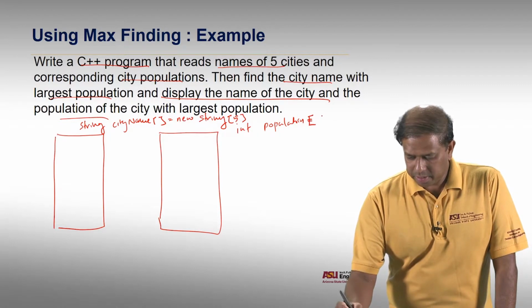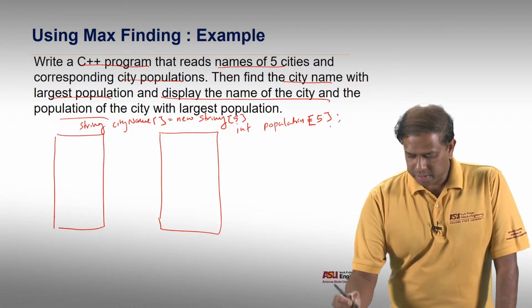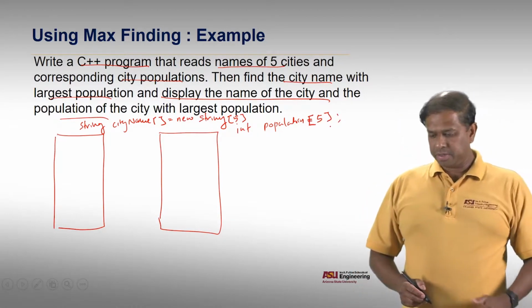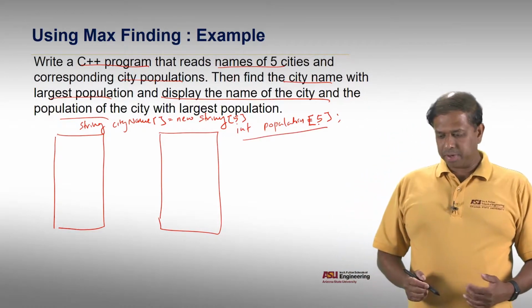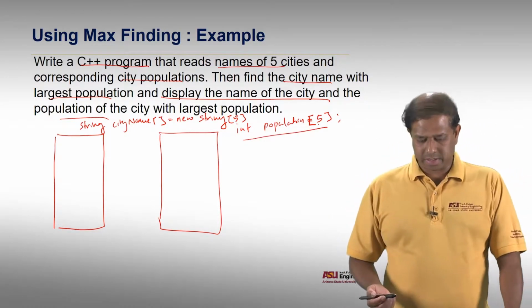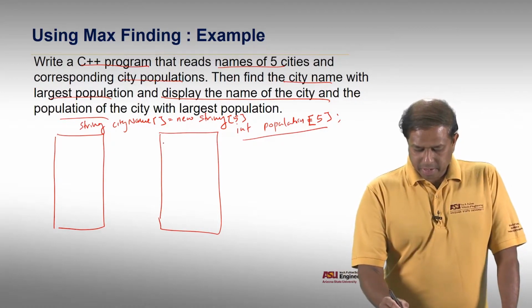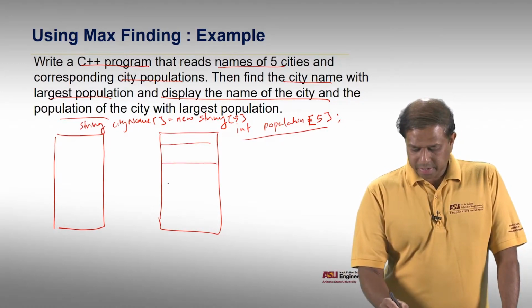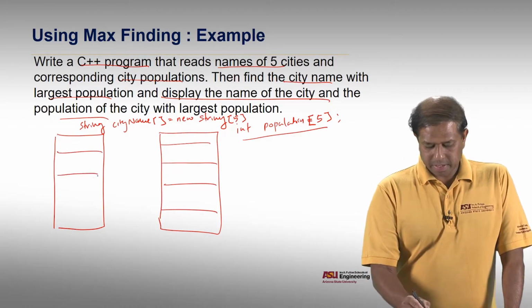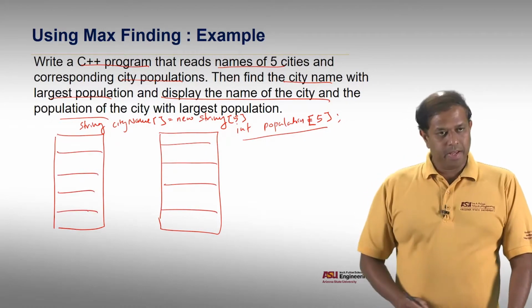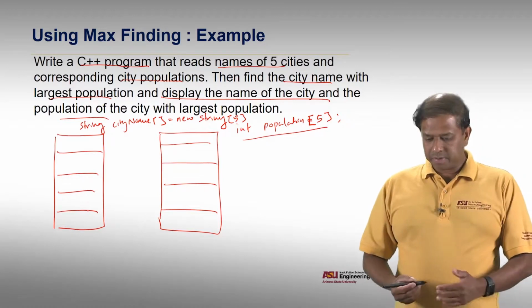Actually this is an array of size 5, right? So in that way, we can allocate memory for 5 different locations. All right, now when you allocate memory for this array, this will be size 5, and then this will be size 5.